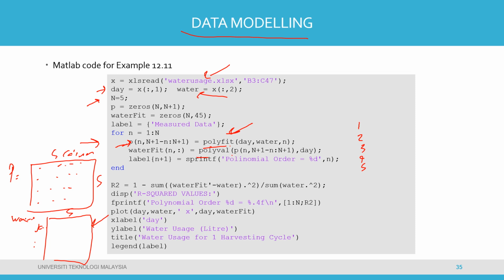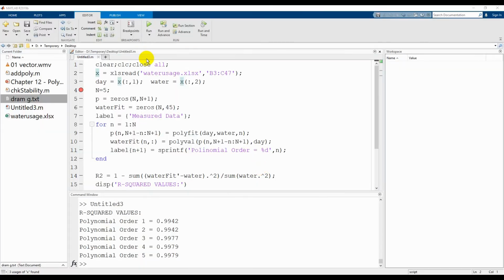So you print the label. This one is for the legend. And then you calculate the R squared, which is the error. So 1 minus the sum of water fit minus water, then square it. This one is an array operation. This one is the original data, this one is the fit data. Of course you print it, you plot it. That is how you do the data modeling. Okay, let us analyze the coding.